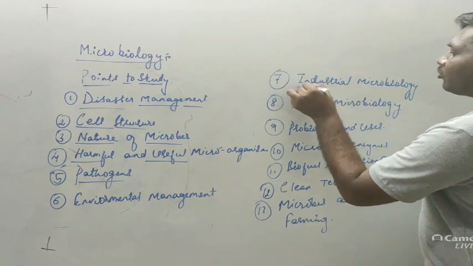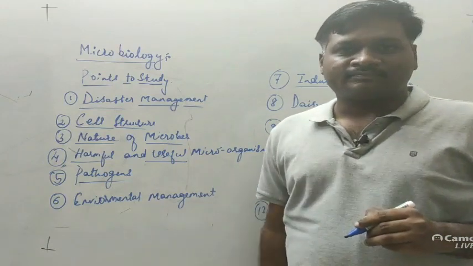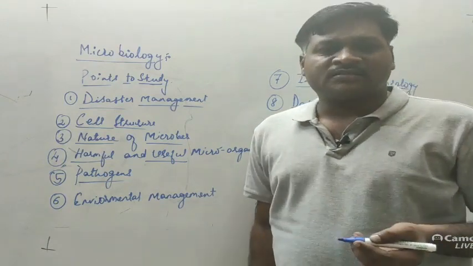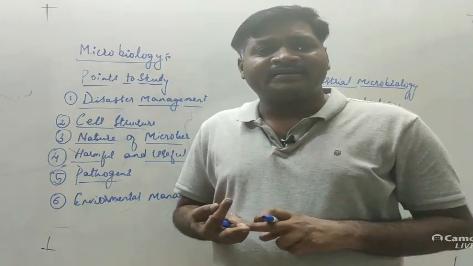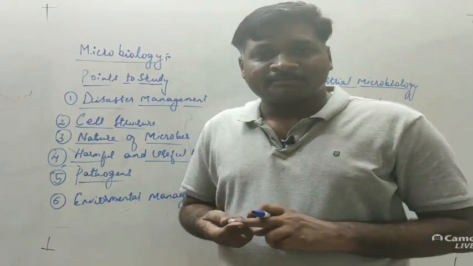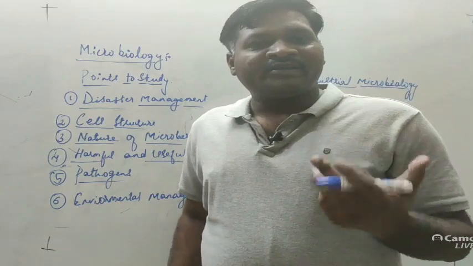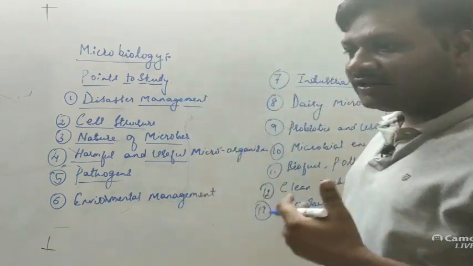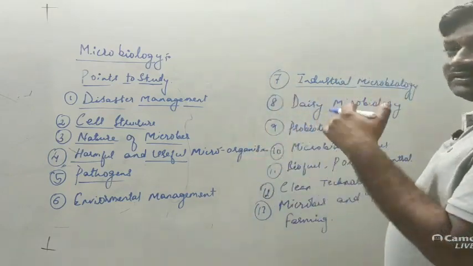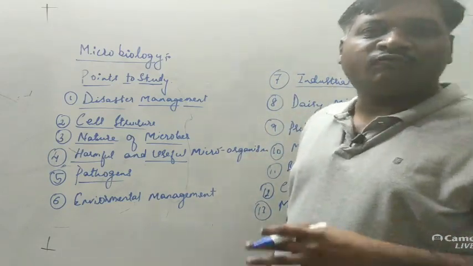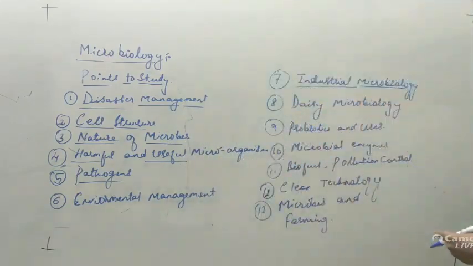The next, industrial microbiology. In industrial microbiology, we will talk about the different industrial products. There are different industries, such as the textile industry, pharmaceutical industry, food industries, detergent industries, beverage industries, and even organic acid production industries. All these industries use microorganisms for a better yield of the product. How they are yielding this, we will discuss during this.